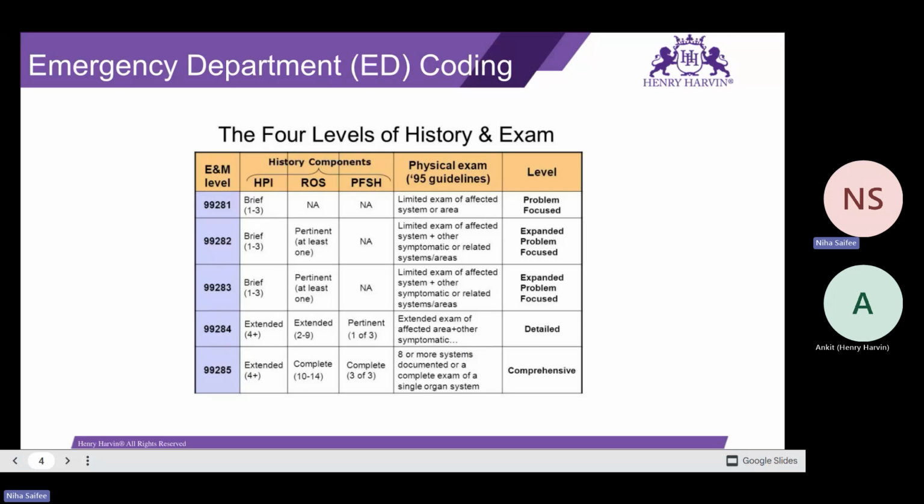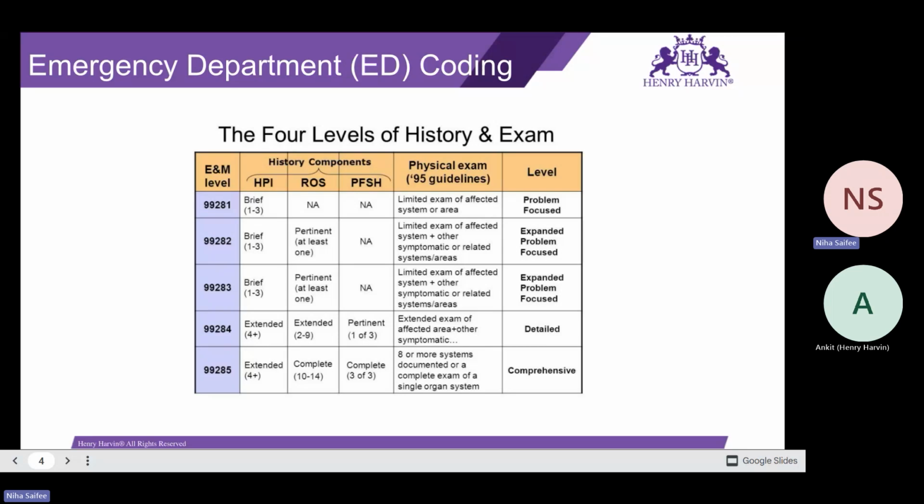For example, the patient has a severe UTI, urinary tract infection. The patient has bleeding in the urine and is having severe lower abdominal pain. Along with that, the patient is also having vomiting, nausea, and fever. So this can be a detailed examination, and more than one system is affected.